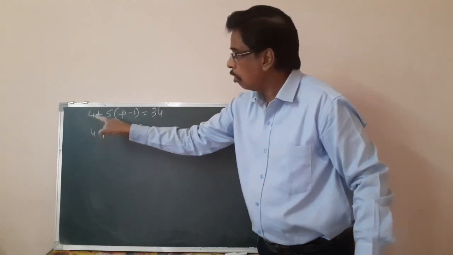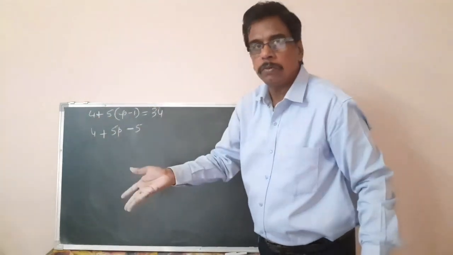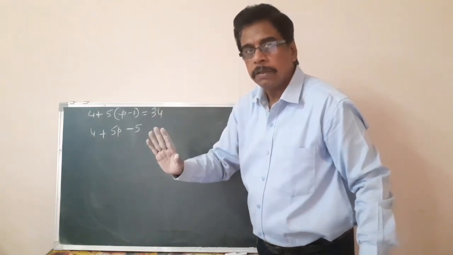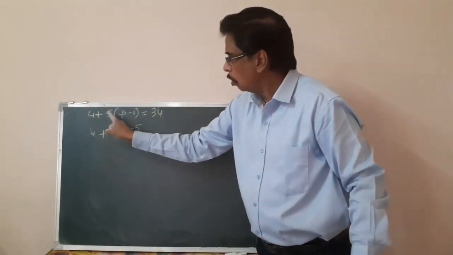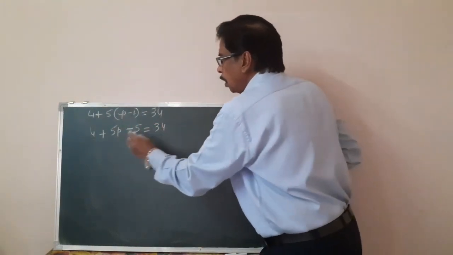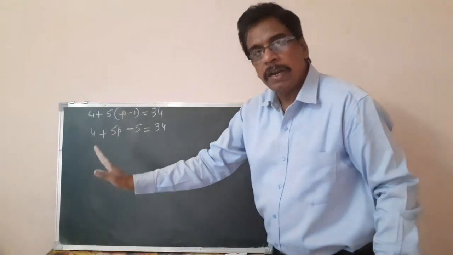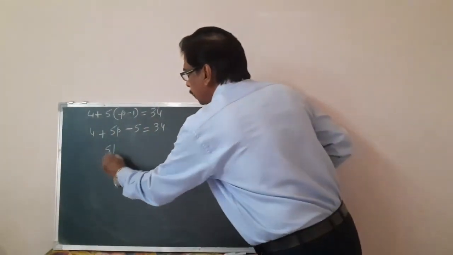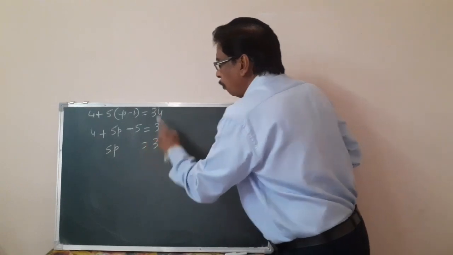Don't make a mistake of adding out here. Your whole sum will be wrong. Always remember, first we have to open the bracket. So this number written as it is, open the bracket, is equal to 34. Now keep the variable on the left hand side, all the numbers on the right hand side. So 5p is equal to 34 will remain as it is.